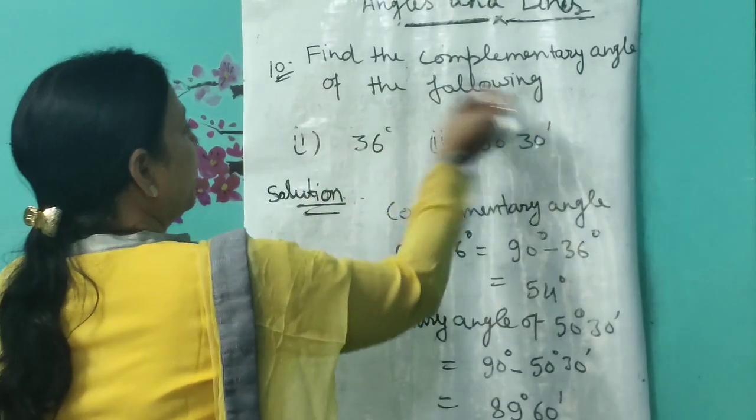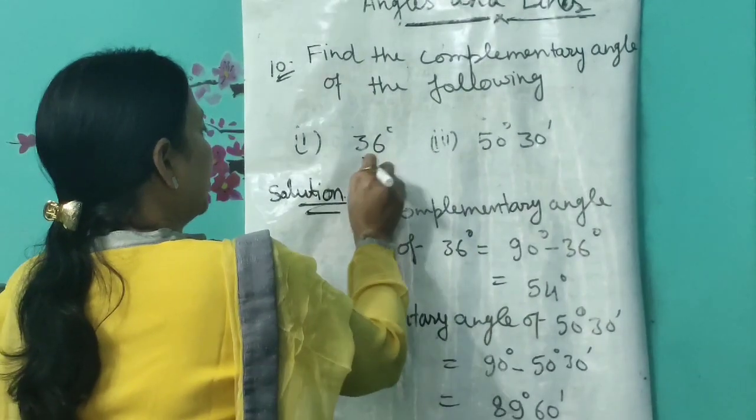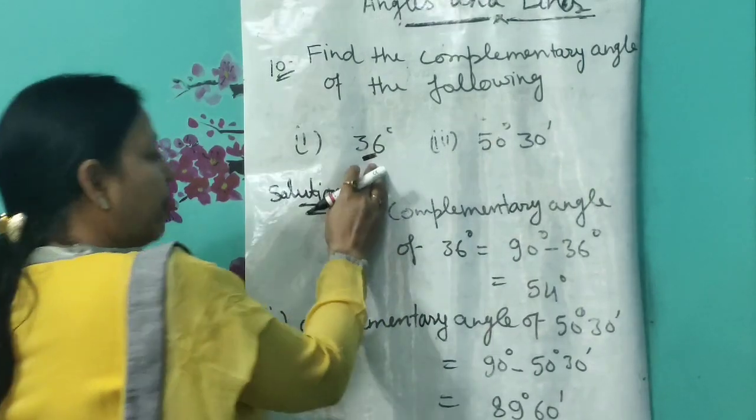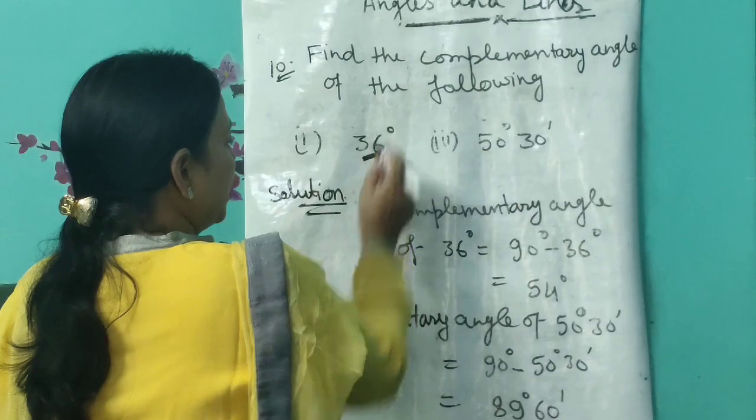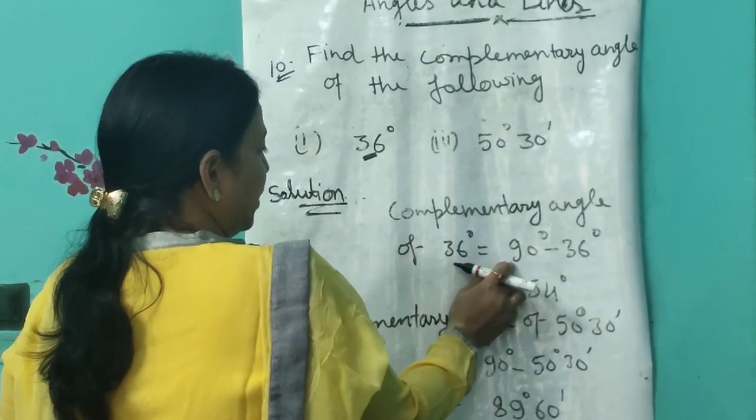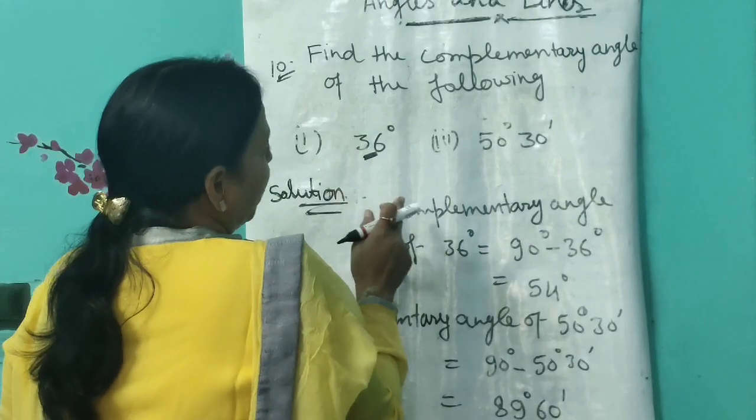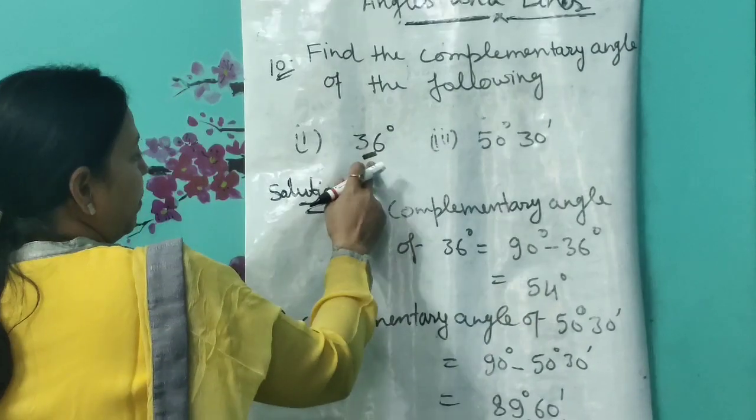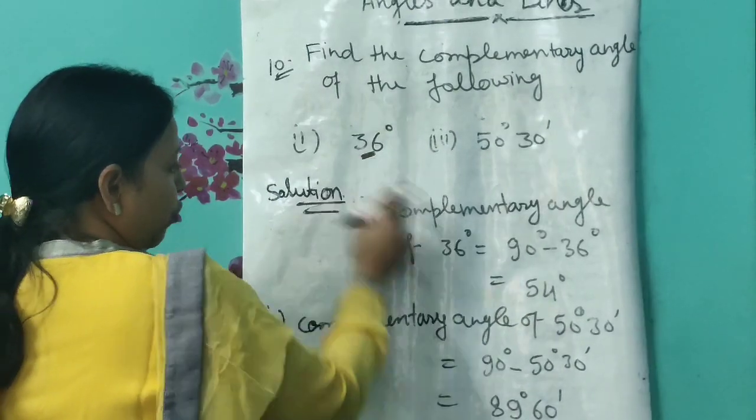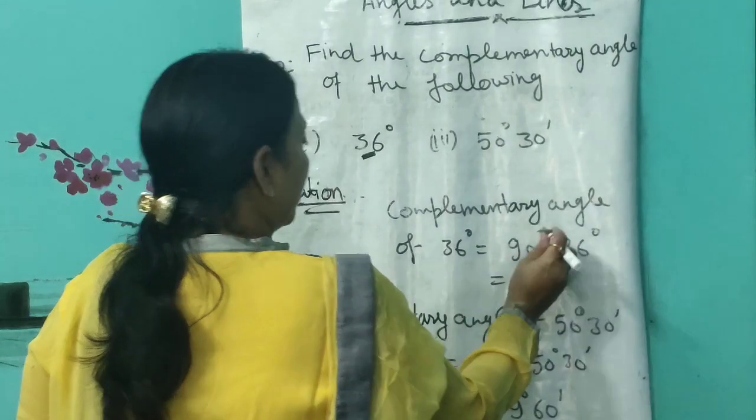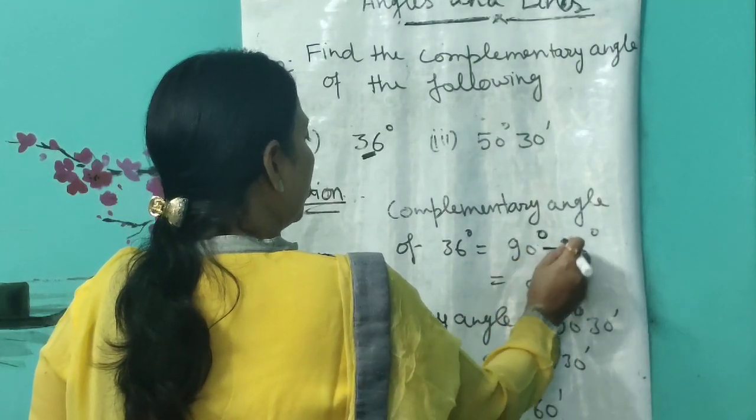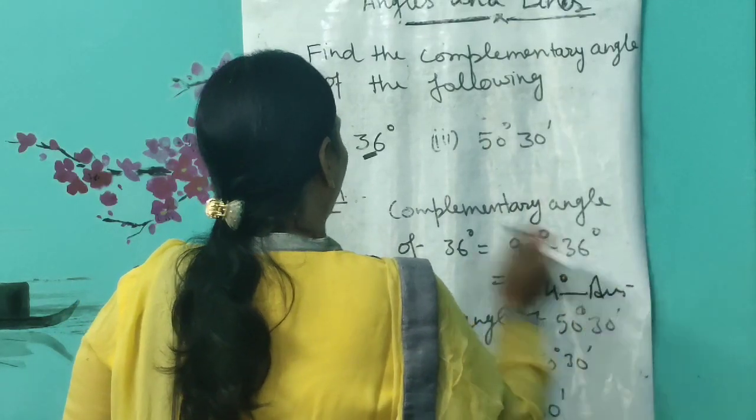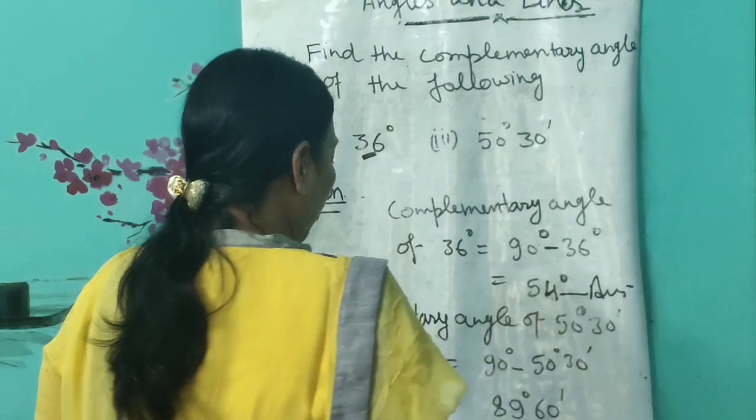Now find the complementary angle of the following. First is 36 degree. So you have to find the complementary angle of 36 degree. To find it, we will subtract it from 90 degree. As you know, the sum of the two complementary angles must be equal to 90 degree. So 90 degree minus 36 degree will give you 54 degree. So this is your answer. Complementary of 36 will be 54 degree.